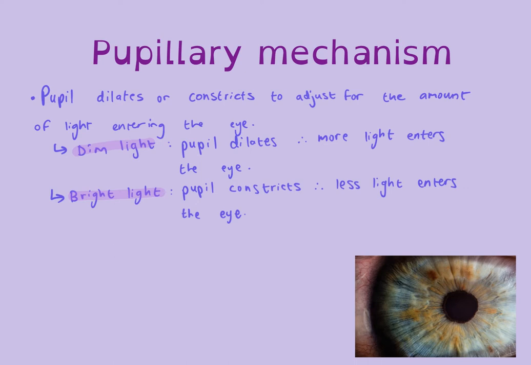You can try that looking in a mirror, covering your eyes and closing them, and then opening your eyes and uncovering them, looking in the mirror, and you will see that your pupil goes from being dilated to constricted as it's exposed to more light. So let's look at how this happens.